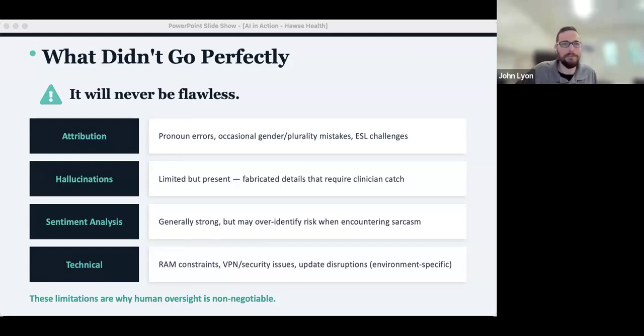I'm going to rush through this really quick so we can get to the other questions. The sentiment analysis is very strong. It does skew towards safety, so it's going to over-identify risk. Anyone who works with young adults, teens, knows sometimes they can flippantly use phrases suggesting that they might be suicidal. They don't mean that, but it's going to identify it. Next slide, please.